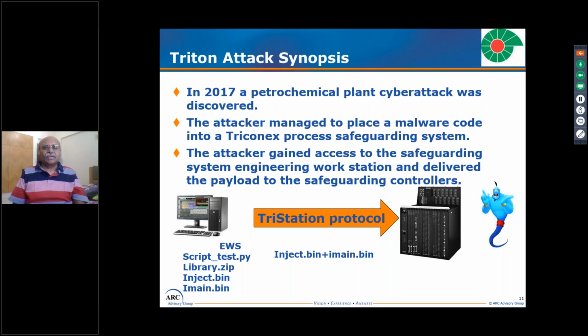So all this was done, and the malware was delivered to the EWS engineering workstation, and it contained all these files, and from there injection.bin and imain.bin went to the controller, and then changed the logic of the controller.